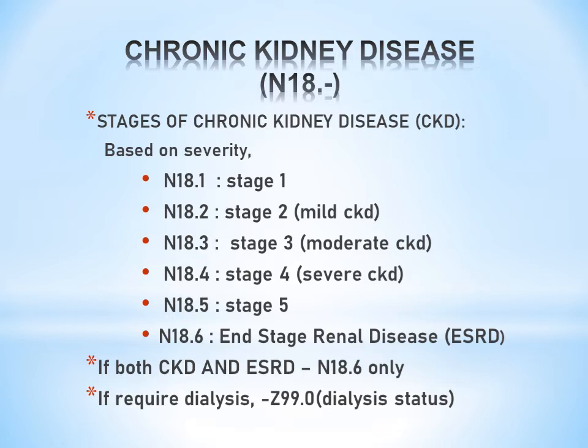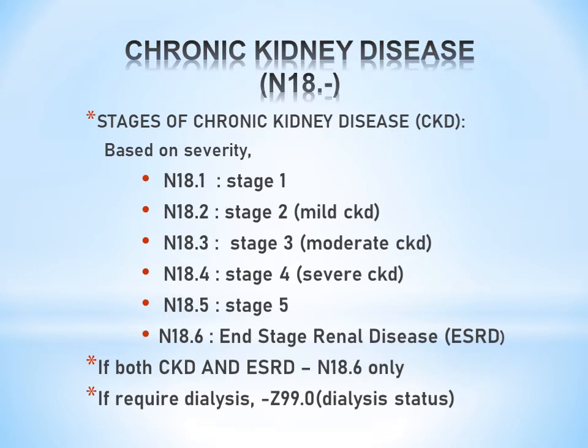If in the documentation it is ESRD or end stage renal disease, the code is N18.6. Next guideline is, if in the documentation it is given as both ESRD and stage of CKD, then we have to code only N18.6. Okay.